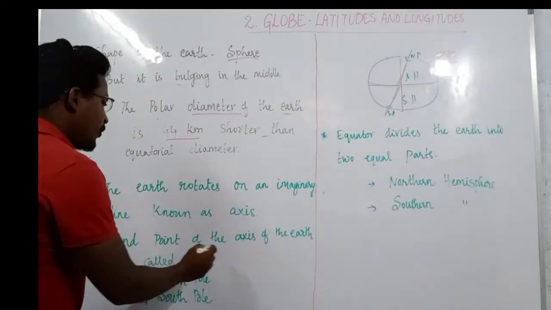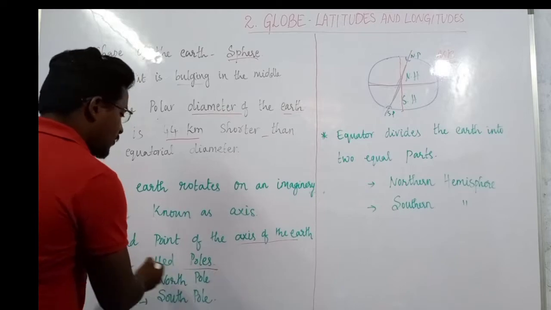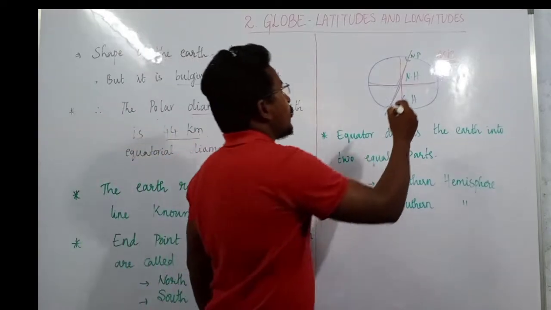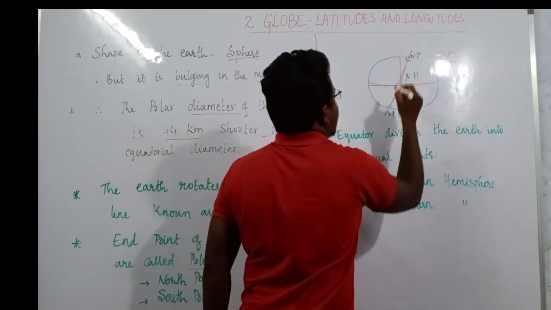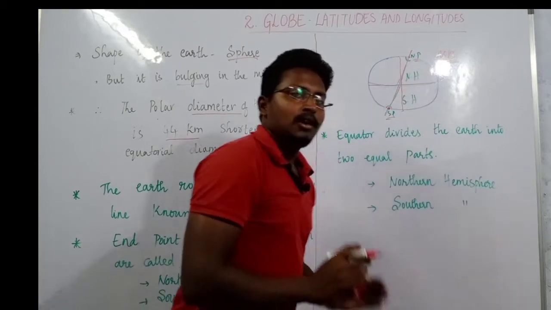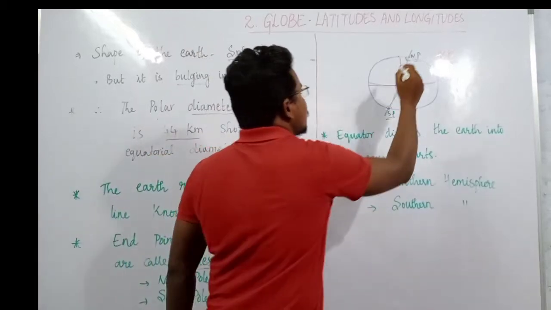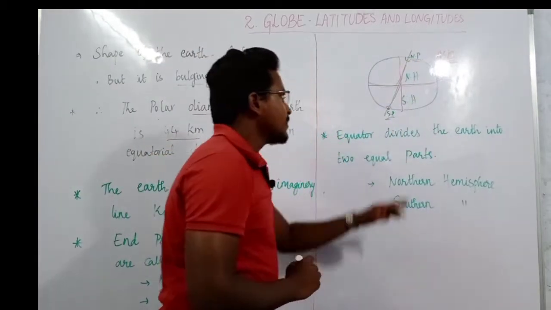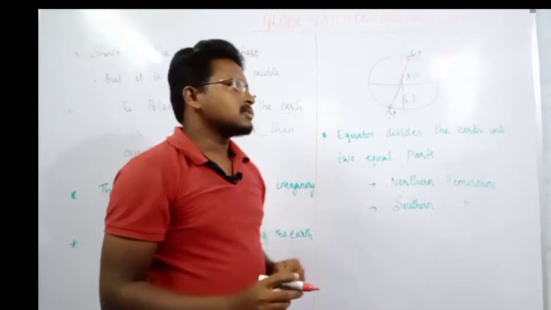And the end points of the axis of the earth are called poles. That means the end point of this axis and the end point of this axis, these two things are known as poles. The northern part is known as the north pole and the southern part is known as the south pole.